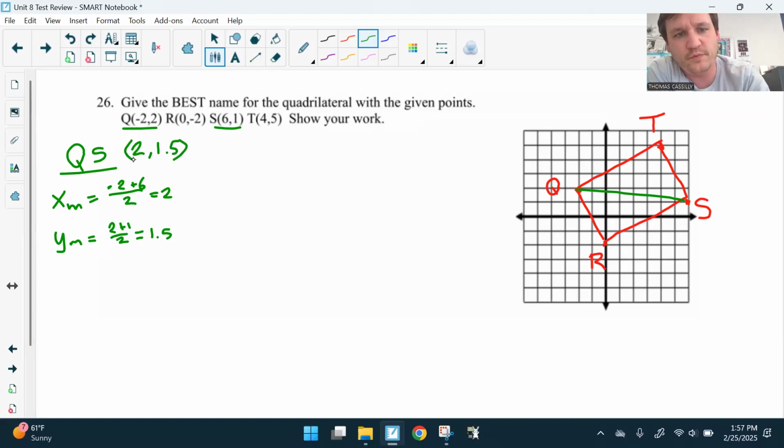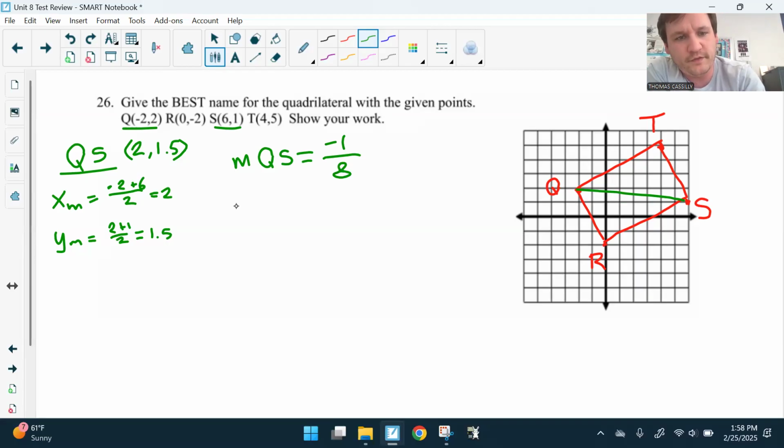The slope of QS. We have a graph, so let's take a little bit of a shortcut here. Remember, slope is rise over run. So how many spaces down are we going? How many spaces to the right are we going? You could use the slope formula, or you just count the spaces. It looks like we're going down 1, so I'm going to put negative 1, and then we're going to the right 1, 2, 3, 4, 5, 6, 7, 8. 8 spaces. So negative 1/8. Just count the spaces. That'll save you a little bit of time.